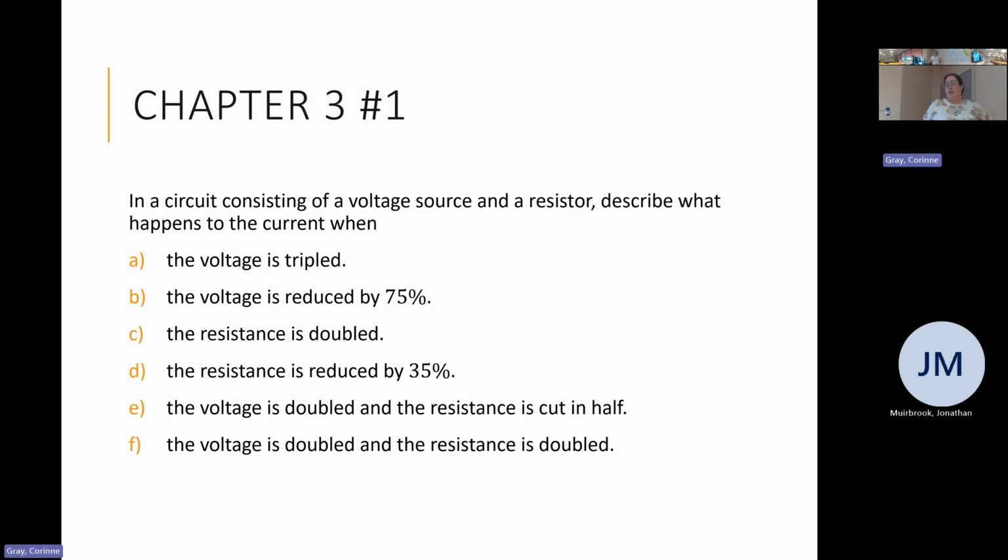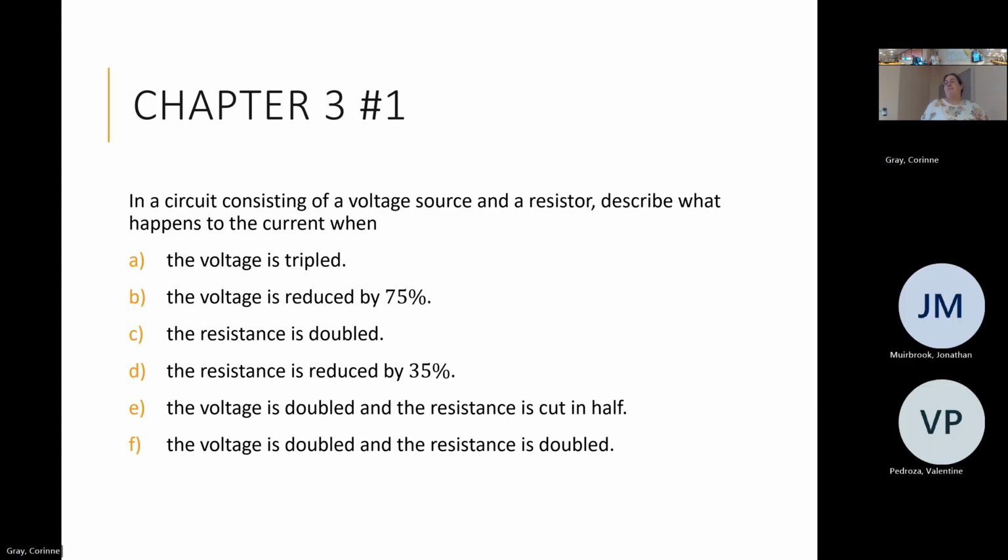Anybody want more time on number 1? All right, does anybody want to go first? Okay. Yeah, so right, you've doubled the resistance. In this case, for all of these, we are using I is equal to V divided by R. So if R is doubling, we are cutting the current in half.